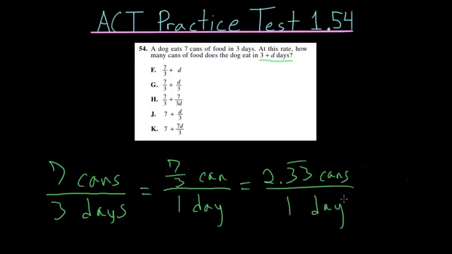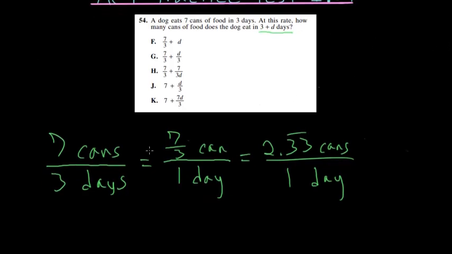So now that we know the unit rate, we can go back and answer our question. So how many cans of food does the dog eat in 3 plus D days? So we know for 3 days, the dog is going to eat 7 cans, since we're given that information. But for D days, we need to use our unit rate. So it would essentially be this 7/3.